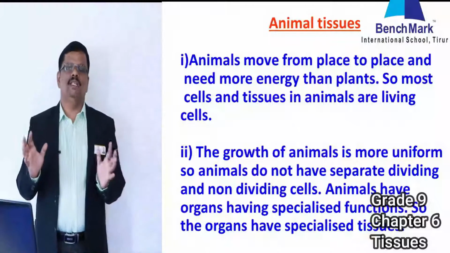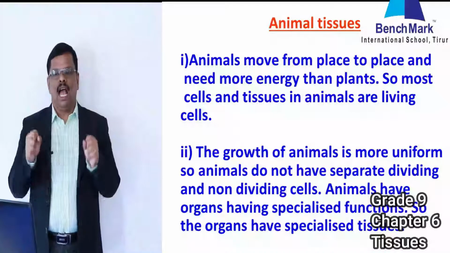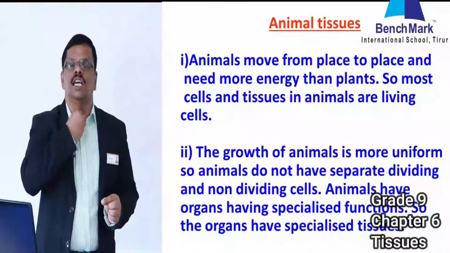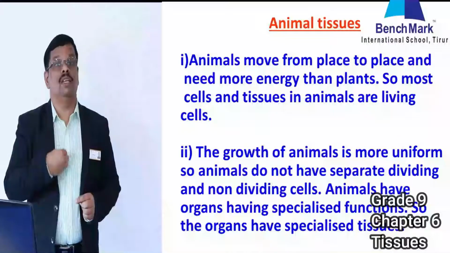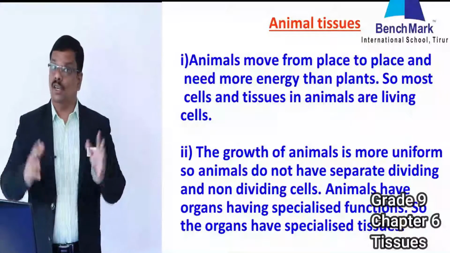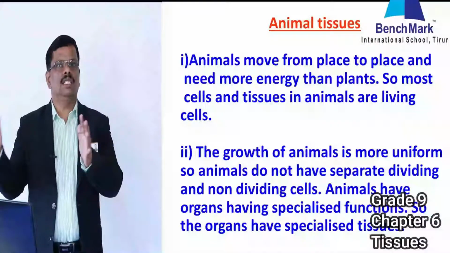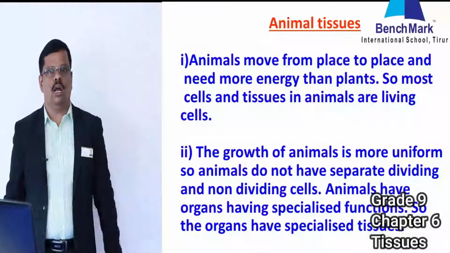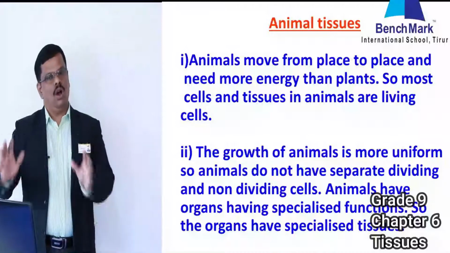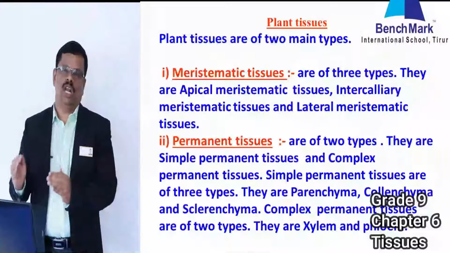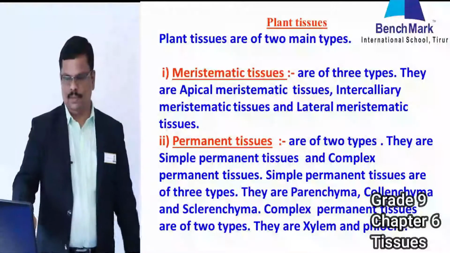So, animals have organs having specialized function. We have a specialized organ for respiration, the respiratory system. We have the circulatory system, and many systems like that in our body, organized in an orderly way. So, we call that we are having organs with specialized tissues.